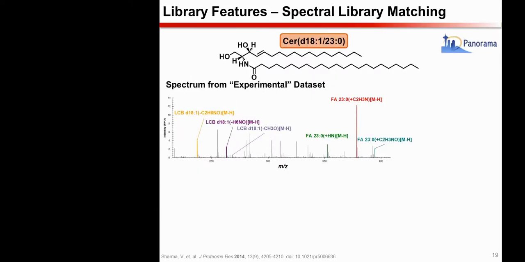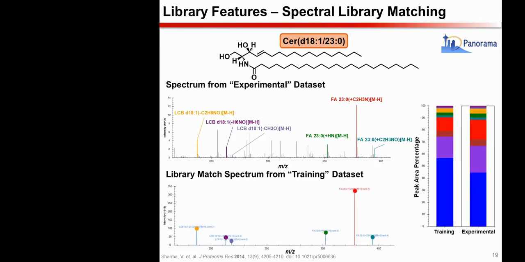So moving on from iRT, another feature of our workflow is spectral library matching, where you can view the library match directly in that Skyline window next to your data, and you can make direct comparisons to see how they match up. Here we have an MS2 spectrum for a ceramide that we detected in one data set, and here's the library match underneath. As you can see on the right side of the slide, these relative peak area profiles match up pretty well, so we can be confident in our detection of the ceramide in this experimental data set.